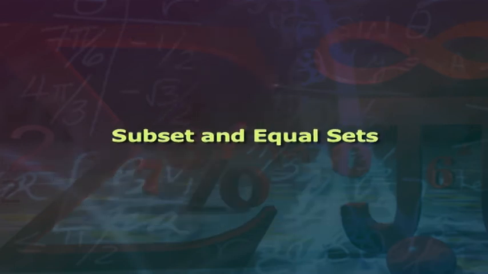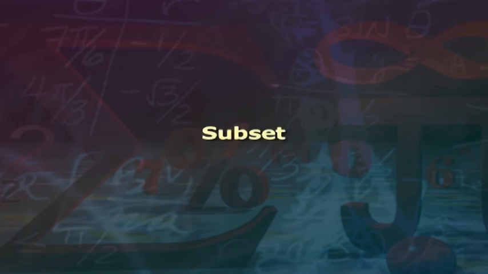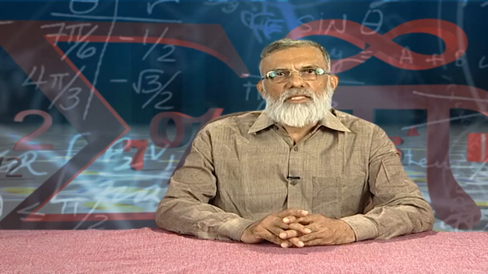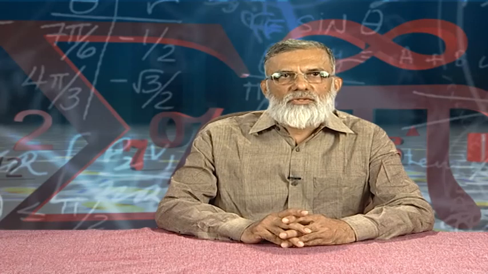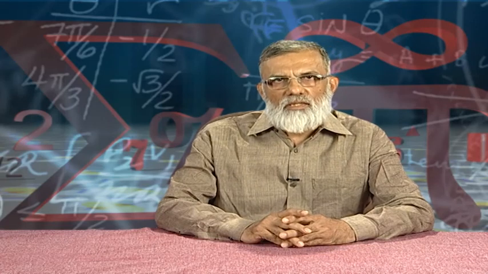Subset and equal sets. Subset. We say that set A is a subset of set B if each element of A is also an element of B. This is denoted by writing A is a subset of B.